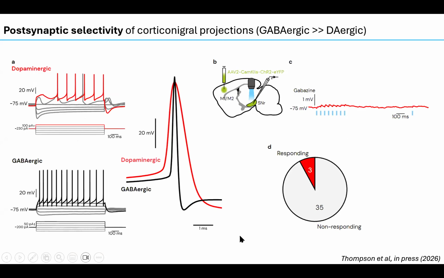Within the SNR, there are also dopaminergic cells, so we distinguished between dopaminergic and GABAergic. And indeed, the dopaminergic cells receive only a fraction of the input that the GABAergic cells receive. So it is selective both in terms of the presynaptic regions and the postsynaptic cell type.